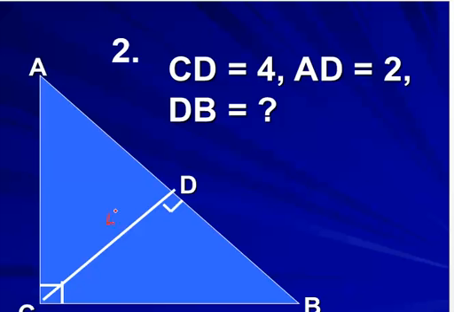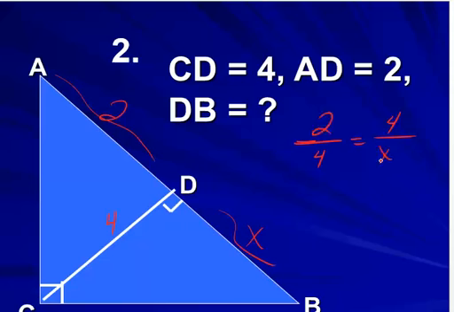CD is 4. That's our altitude. AD, the first hypotenuse segment, is 2. And I'm looking for DB, the second hypotenuse segment. Again, the altitude is the geometric mean, so those are the 4s, of the 2 parts of the original hypotenuse, the 2 and the x.